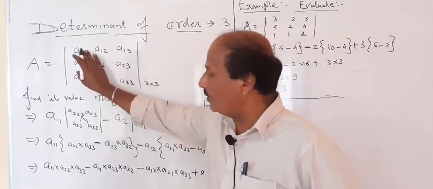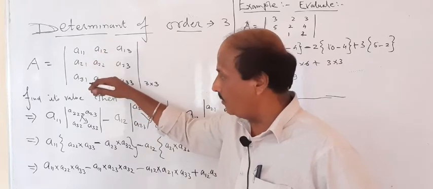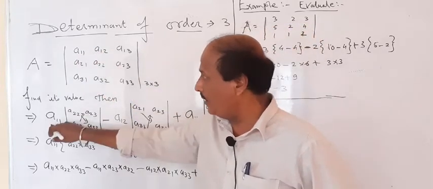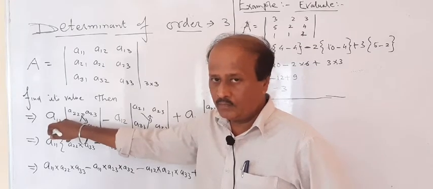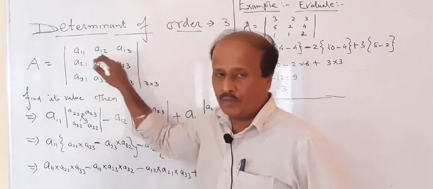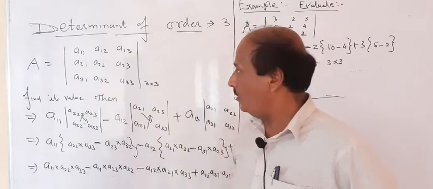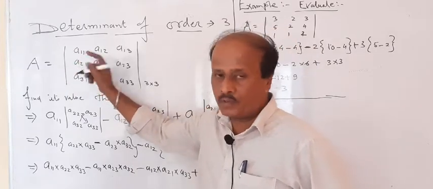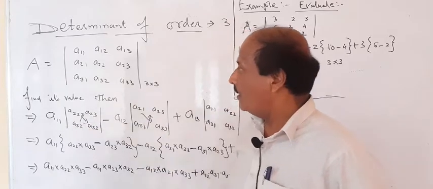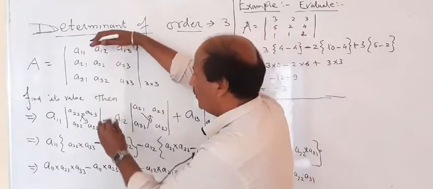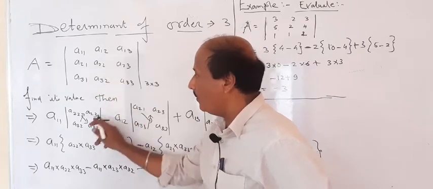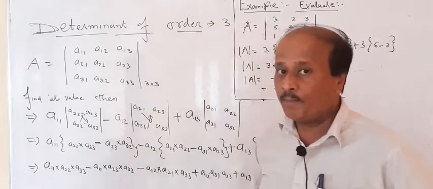When you are converting into the minor determinant, how can you do it? Select any one element of any row or column. Usually I prefer row, but you can select column also. Select any member of A, suppose first row, A11. Then keep a hand on that row and column. So what will happen? The remaining 4 members will be in the form of a minor determinant.